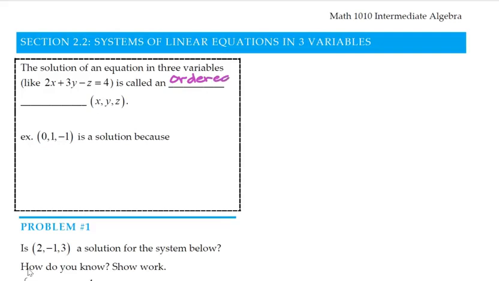So when it's with two variables, it's an ordered pair. When it's three variables, it's an ordered triple. All right, so it looks something like this, where x is first, then y, and then z.